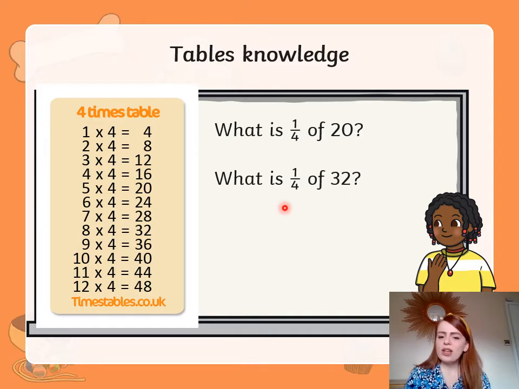Another example is, what is 1 quarter of 32? So here we find 32, and we're saying, well, 32 divided by 4 would be what? It's 8. So we're using our knowledge of the inverse that we spent some time on to help us find the answers. So a quarter of 32 equals 8.